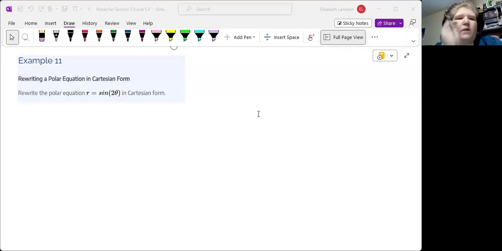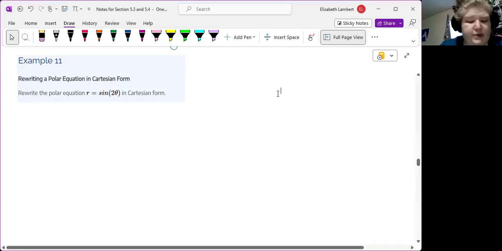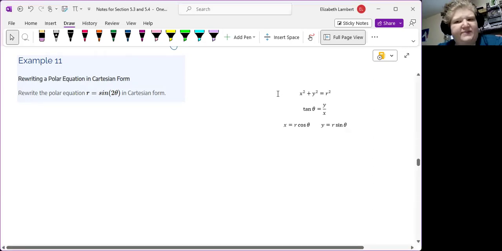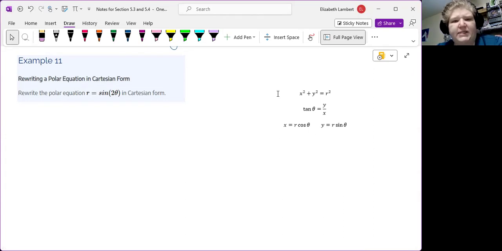All right, so we have one more question in this section. This one is definitely a little weirder. We have r equals sine 2 theta. None of our formulas involved a 2 theta. We just have tangent of theta or cosine theta and sine theta. So the sine 2 theta we need to change out using our formulas.